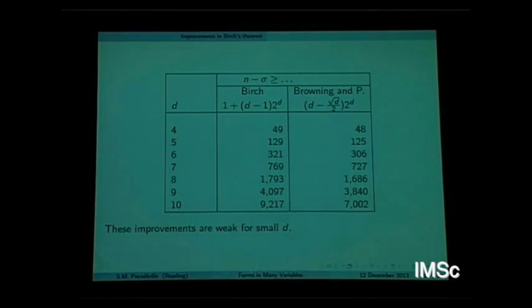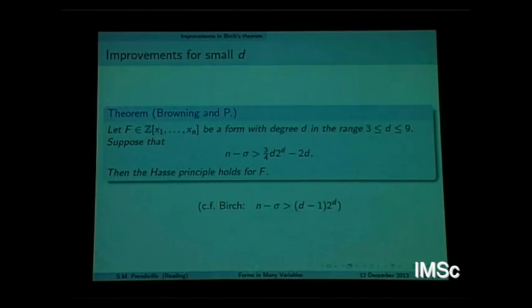But you can see these improvements are really weak when d is small. So when d is 4 or 5, they're not particularly good improvements. And when d is 3, it's a negative improvement. We will require more variables. So not very good for cubic forms. So we tried to work on improving for small degree forms as well. And we can do substantially better when the degree of the form is small.